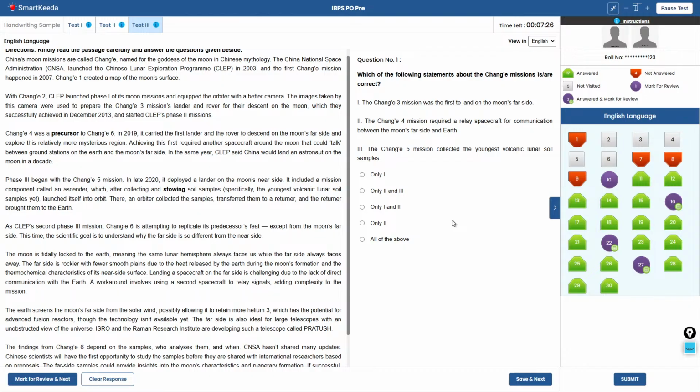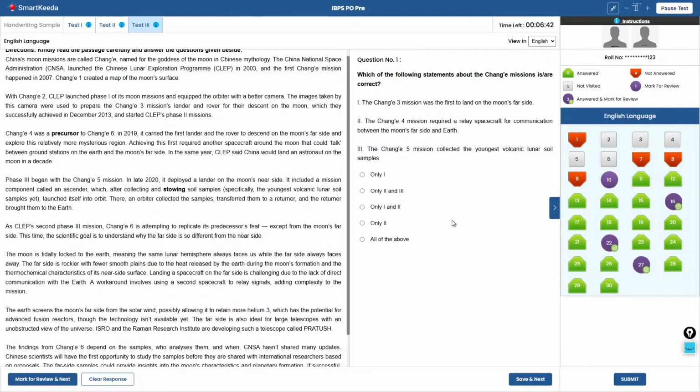This time, the specific goal is to understand why the far side is so different from the near side. The moon is tidally locked to the Earth, meaning the same lunar hemisphere always faces us, while the far side always faces away. The far side is rockier with few smooth plains due to heat released by the Earth during the moon's formation and the thermochemical characteristics of its near-side surface. Landing a spacecraft on the far side is challenging due to the lack of direct communication with the Earth. A workaround involves using a second spacecraft to relay signals, adding complexity to the mission.